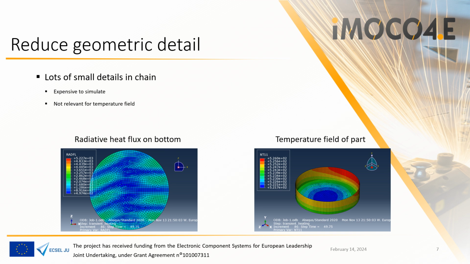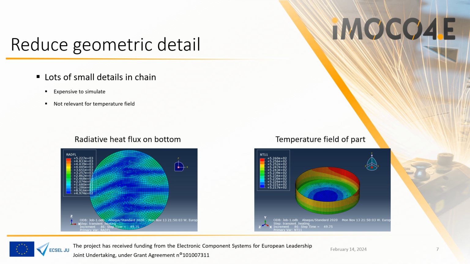The left image shows the radiative heat flux on the bottom of the part. In blue, the shadows of the chains can be recognized. Although there exists variation in the radiative heat flux on the bottom, such variation is not present in the temperature field, as shown on the right.